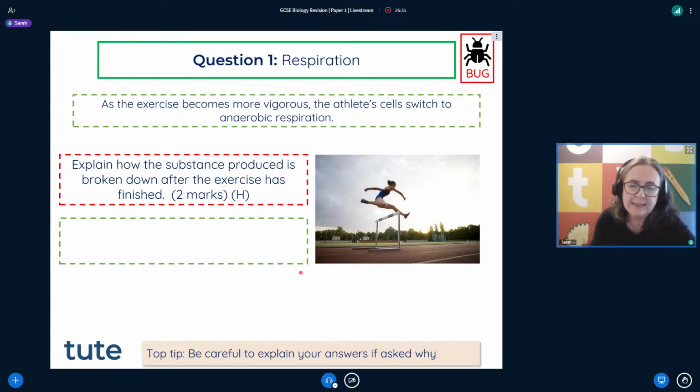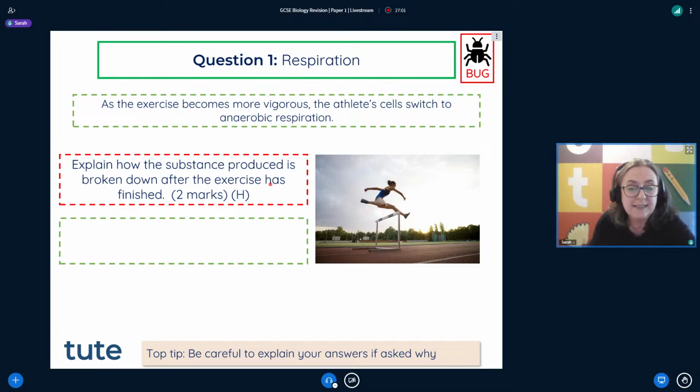Okay, so the next question is to explain how the substance produced, because they're not telling you, you have to figure that out, is broken down after the exercise is finished. And basically, this is a 2-mark question. I should also point out, this is a question that you would be asked at a higher level. You would not be asked this question at a foundation level because there isn't an expectation that you would know this. So if you're doing a higher exam, this is something you need to be alert to.